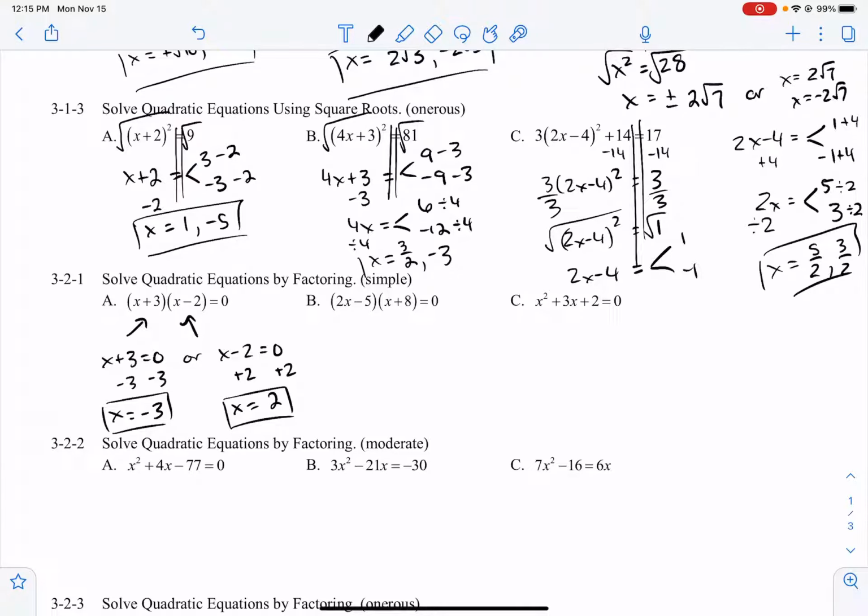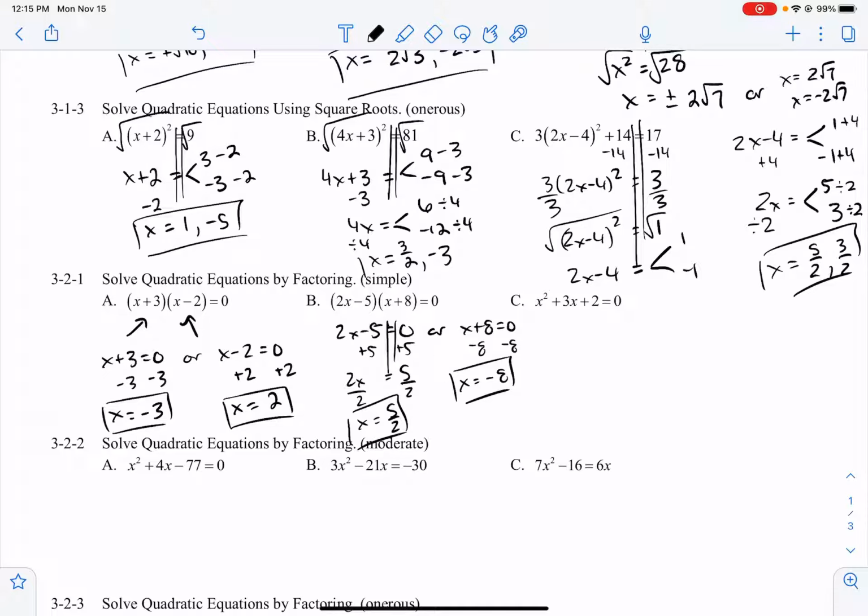All right, let's do that again on part B. I have 2 parentheses multiplying to 0. That means one of them can be 0. So 2x minus 5 could be 0, or x plus 8 could be 0. So on this one, I'm going to add 5. So 2x equals 5, divide by 2. X equals 5/2. That's one answer. On the other one, I just have to minus 8 from both sides. So x equals negative 8. That would be my other answer.